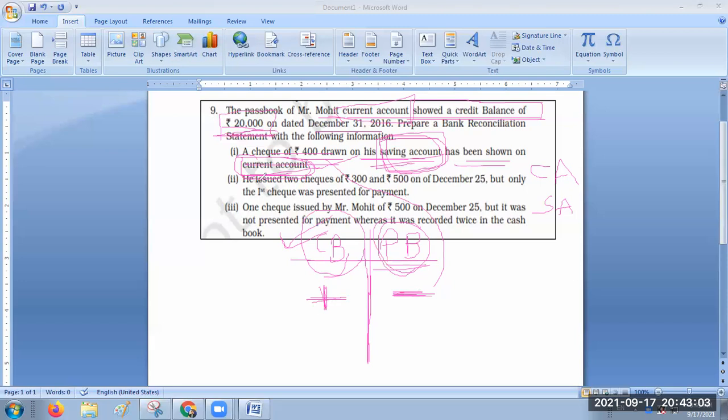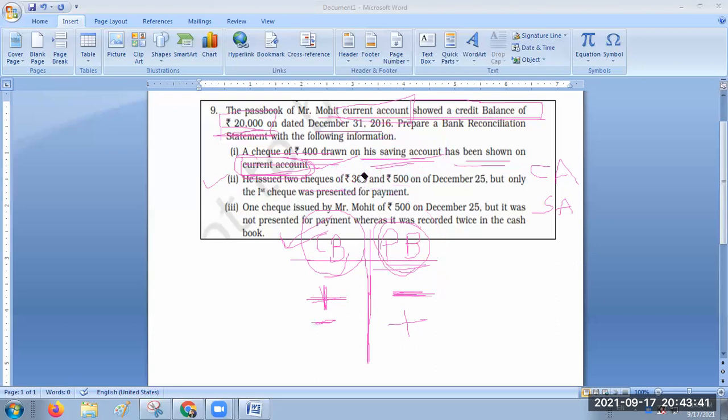Okay. Next, second one. He issued two checks of 300 and 500 on December 25. Okay, 300 and 500 both. But only the first check was presented for payment. Only 300 was presented for payment. Remaining 500 is not presented. So the difference will be in 500. Did you understand? Yes, sir. So you issued check means immediately here minus will be there. Here automatically plus will come. Yes, sir. Okay.